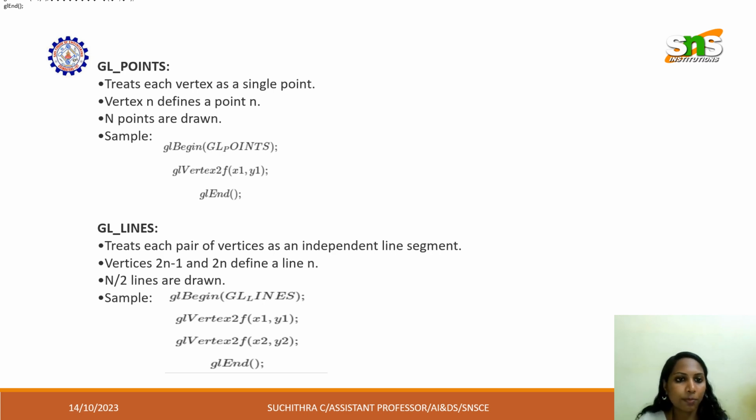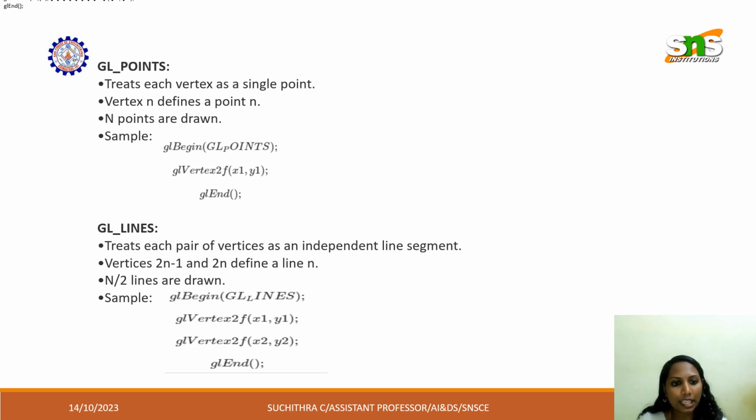We will see how we represent each primitive in OpenGL. GL_POINTS treats each vertex as a single point. Vertex n defines point n, and N points are drawn. The sample is glBegin(GL_POINTS), glVertex2f(x, y), glEnd. Why have we given 2f here? It represents a 2D function. That's why we are giving the 2f.